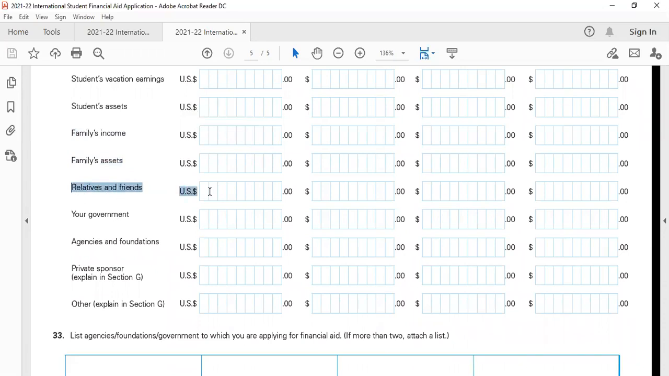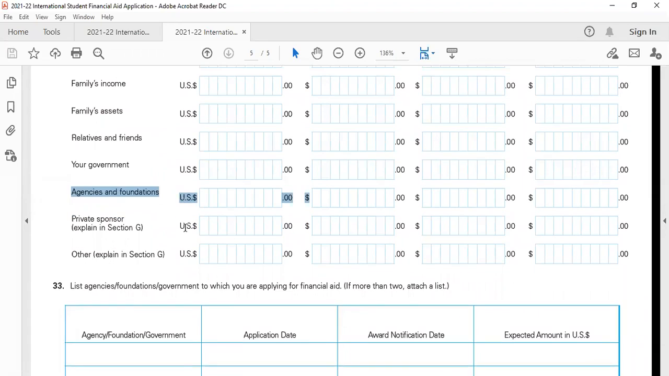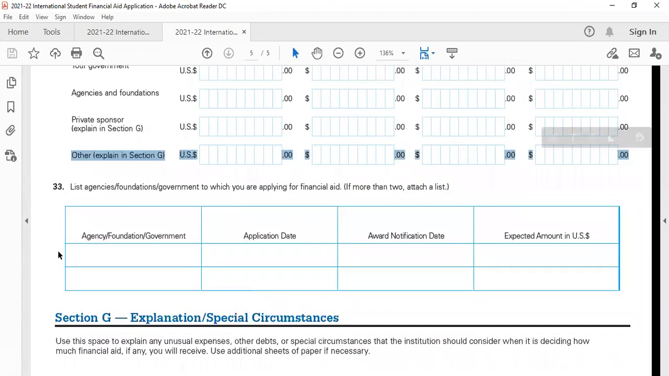If your relatives or friends have committed certain funds towards your education, if your government has committed certain funds towards your education, if any agency or foundation has committed any funds towards your education, again, you cannot mention Next Genius over here because you have not yet won a scholarship. Only after you win a scholarship this amount is confirmed. So here you can mention any other foundation that has committed any funds towards your education. Private sponsor is any uncle or aunt who has committed funds towards your education. And others, if you have any other source of funding, you can mention that over here.